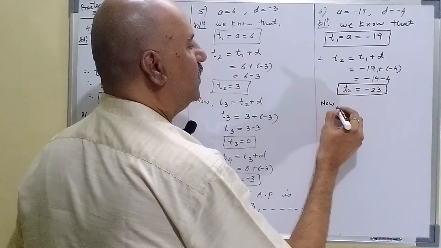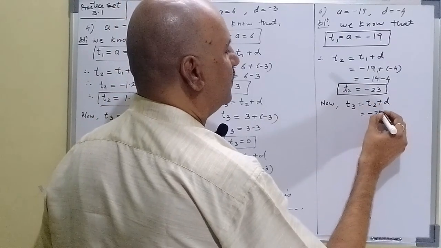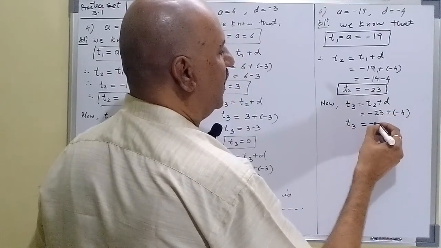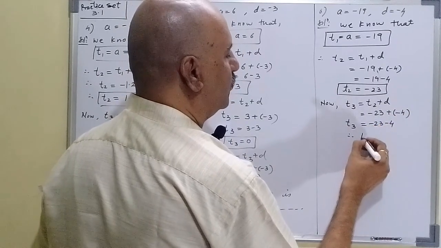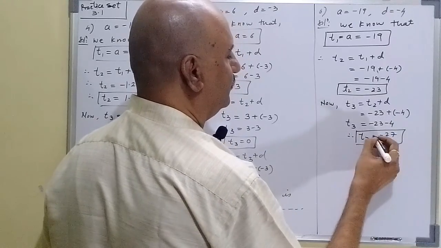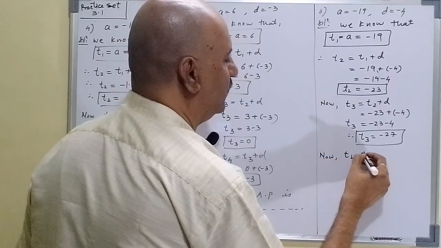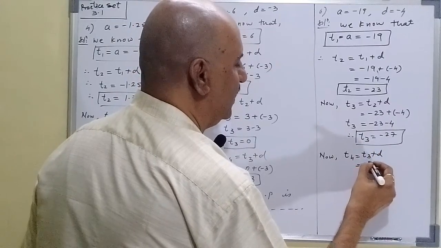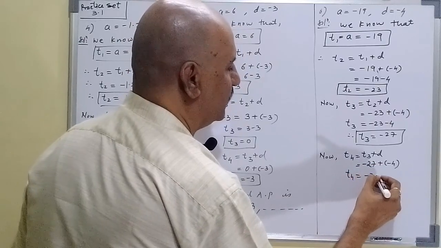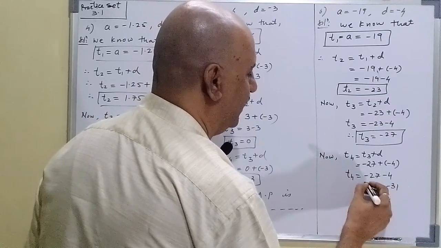Now go for T3. T3 is T2 plus D. T2 is minus 23 plus of minus 4. So T3 क्या हो गया? Minus 23 minus 4. So T3 value is minus 27. Now go for T4. T4 is T3 plus D is minus 27 plus minus 4. So T4 will be minus 27 minus 4. Therefore T4 is minus 31.